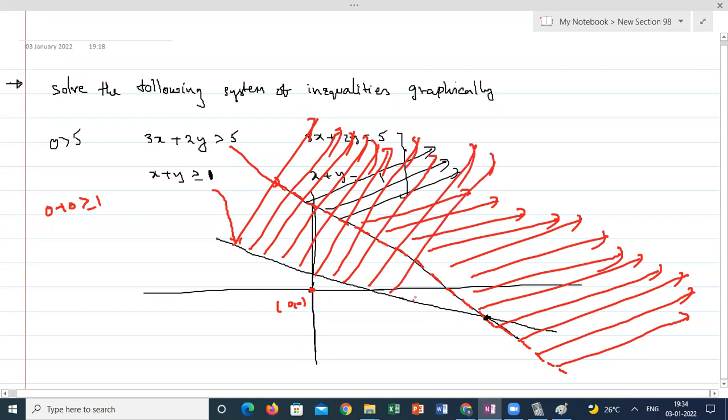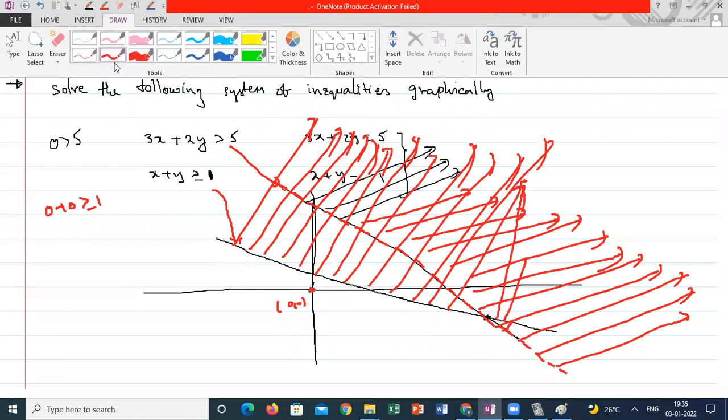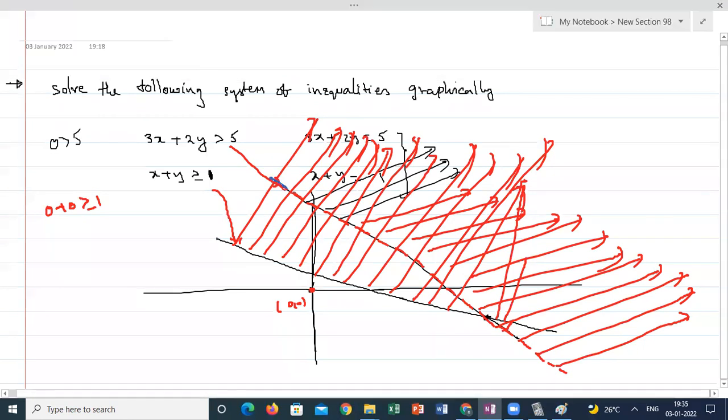So what is the common region here? The common region is only this part. I will just highlight it. This is the common region.